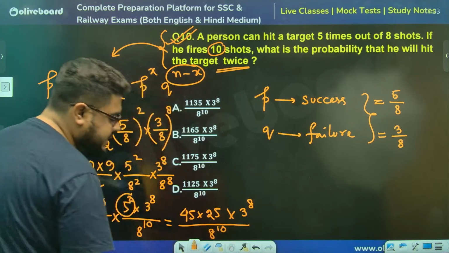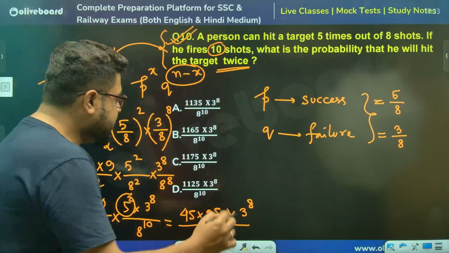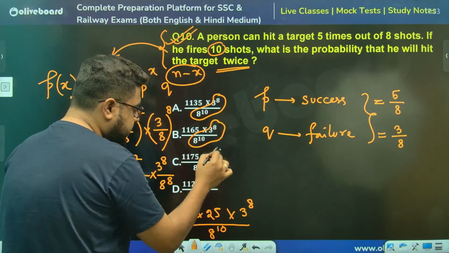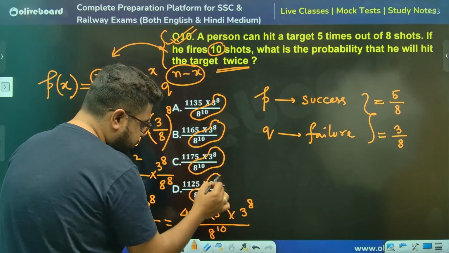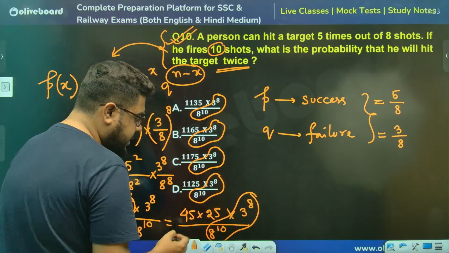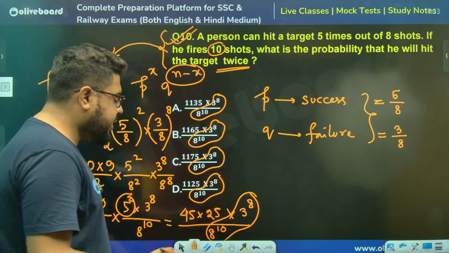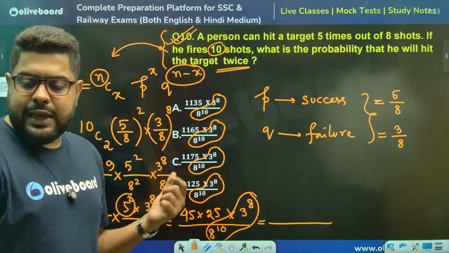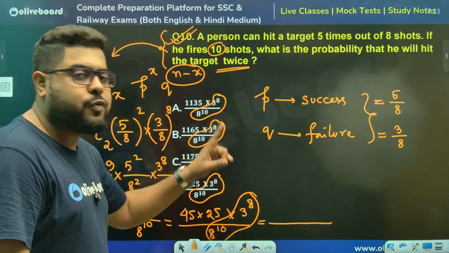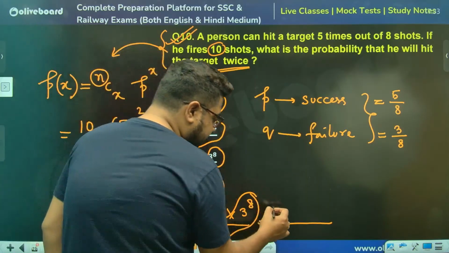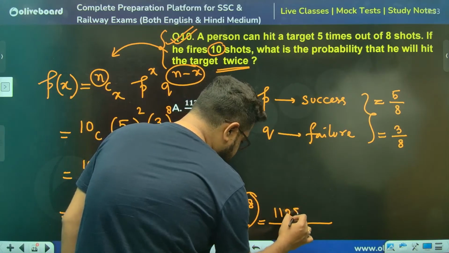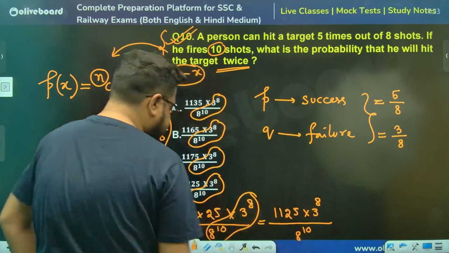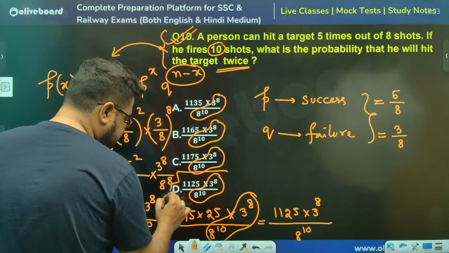You might say, why are you mixing it like this? Because you see, the options are like this: 3 to the power 8 by 8 to the power 10. So just calculate 45 into 25. 25 into 40 is 1000. 25 into 5 is 125. So 1125 into 3 to the power 8 by 8 to the power 10. That's your answer. That is option number D.